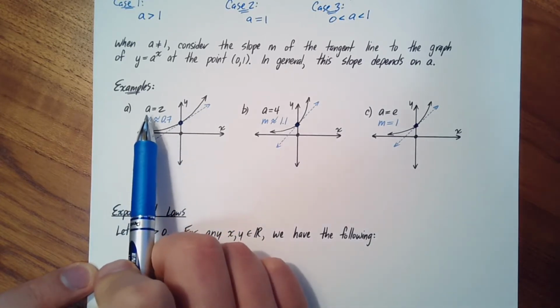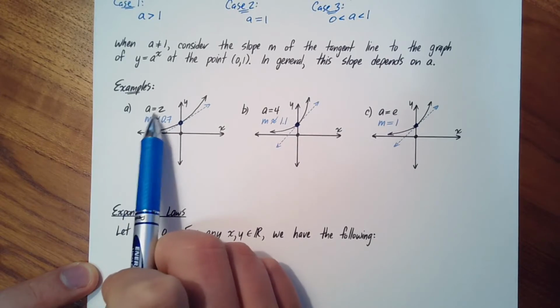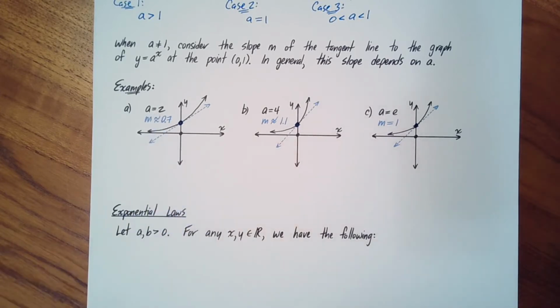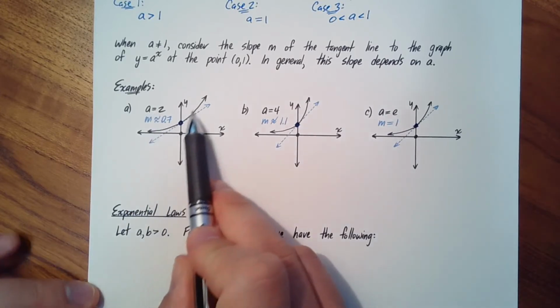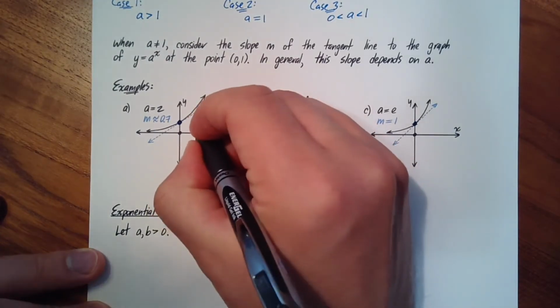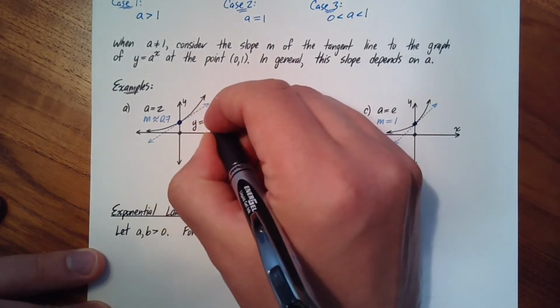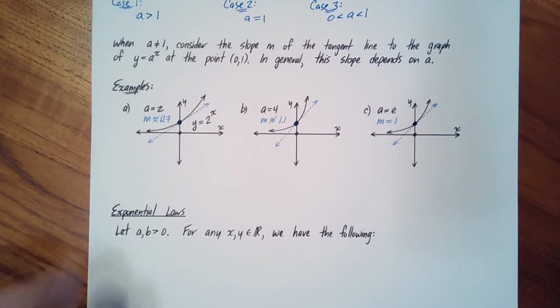So let's look at the first two at the moment. This one has base 2. So if I want to write out the equation of this exponential curve, I'd really have y equals 2 to the x, right? Because it's y equals a to the x, but in the case where a is equal to 2. So that's what this curve is.